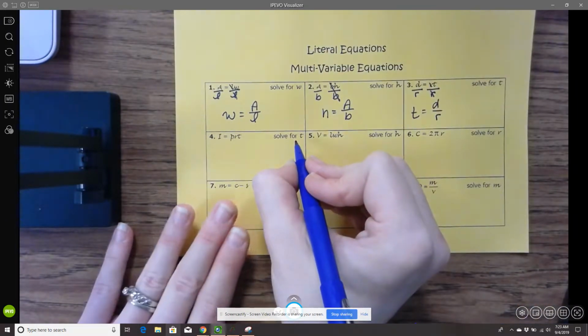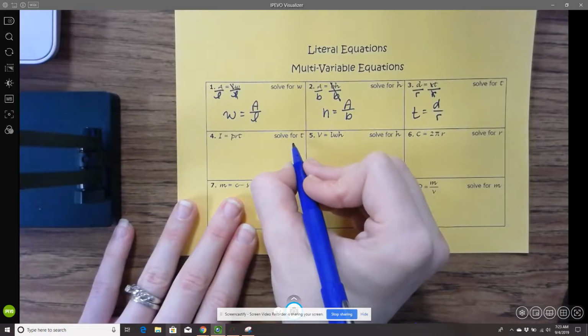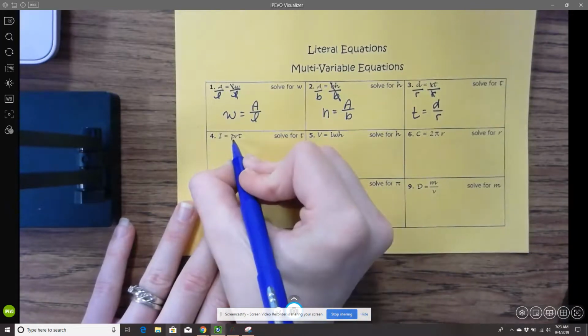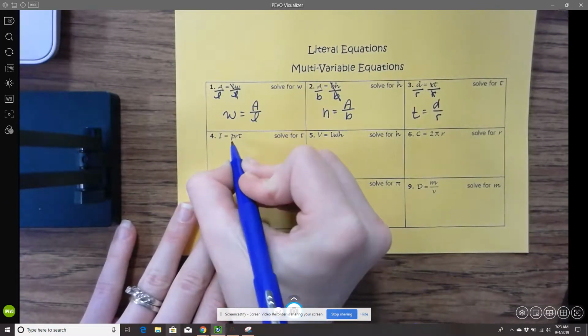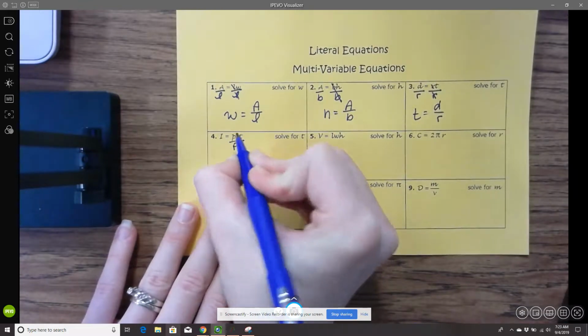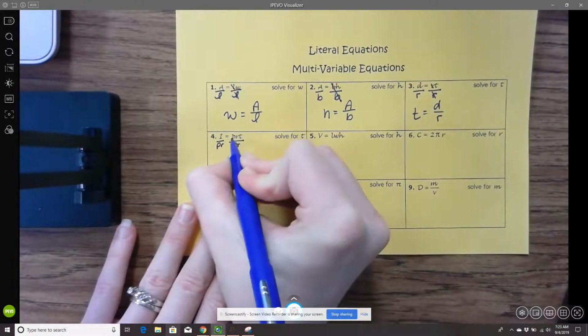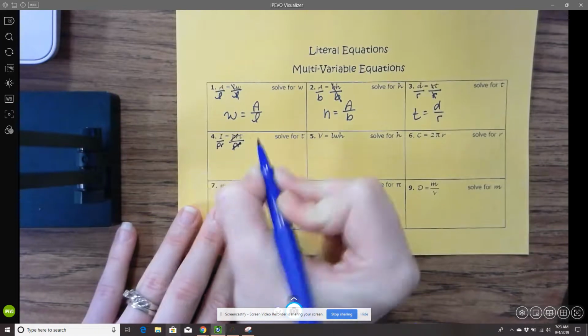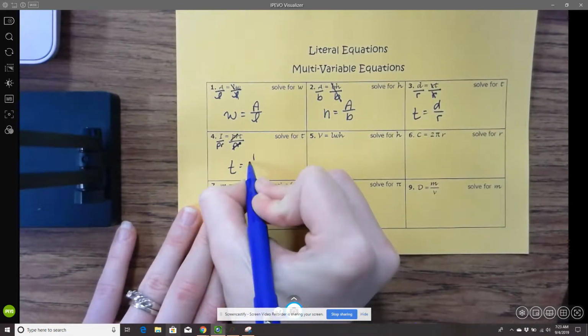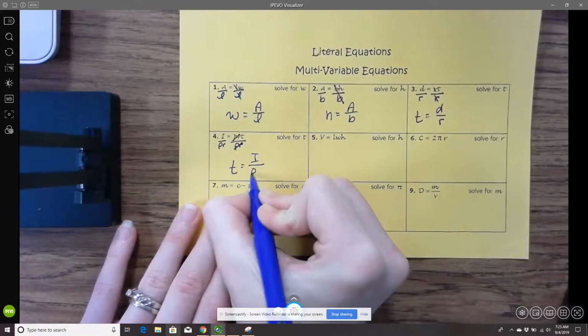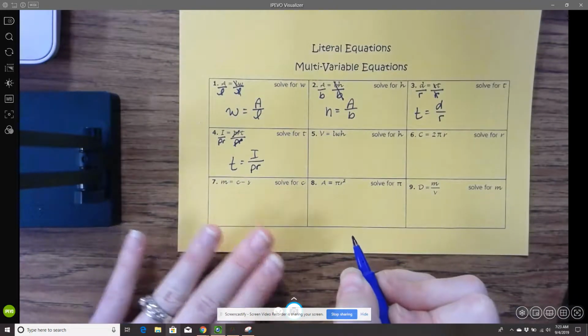Here I've got solve for T. In this one, T is being multiplied by P and R, principal and the rate. So I can divide that whole side by both at one time. So these cancel here. So I'd be left with T equals interest divided by the principal and the rate.